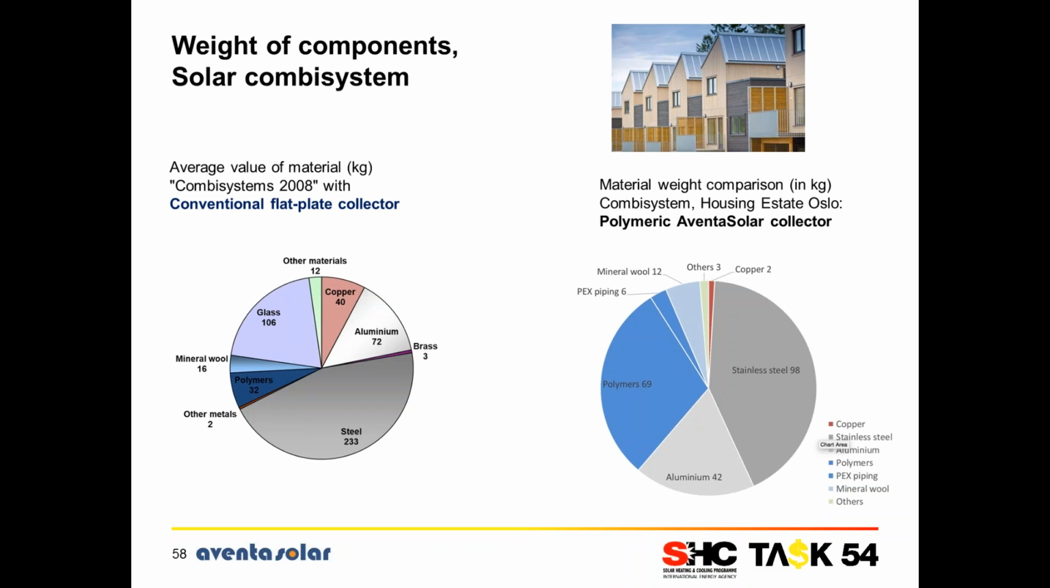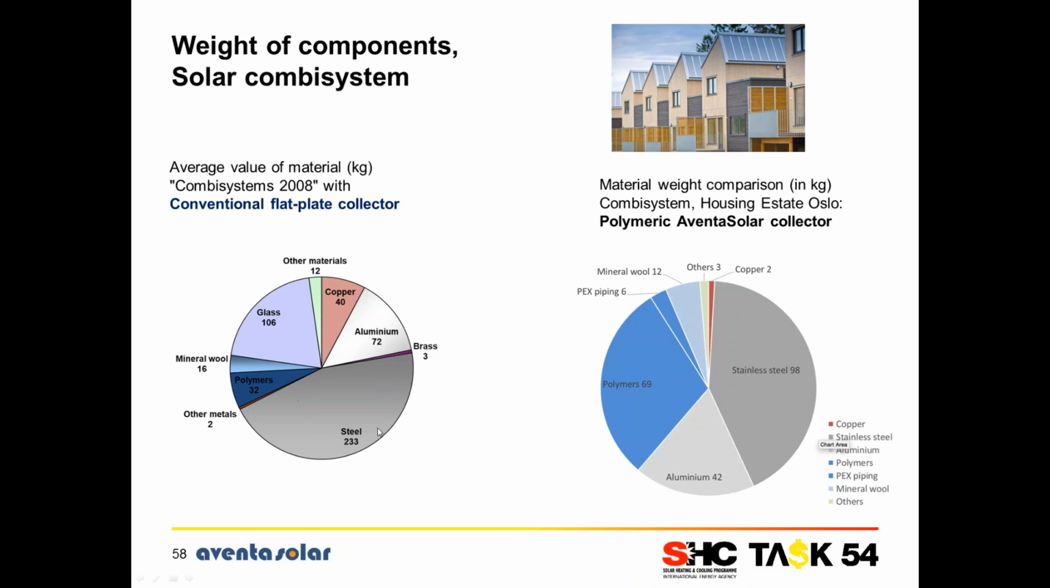The main part is stainless steel, related first of all to the heat store. You see here on the left-hand side glass, copper, and aluminium contributing to the collector. And on the right-hand side, the polymeric materials, which make up the largest part of the Aventa-based technology. The aluminium is mainly connected to the framing.